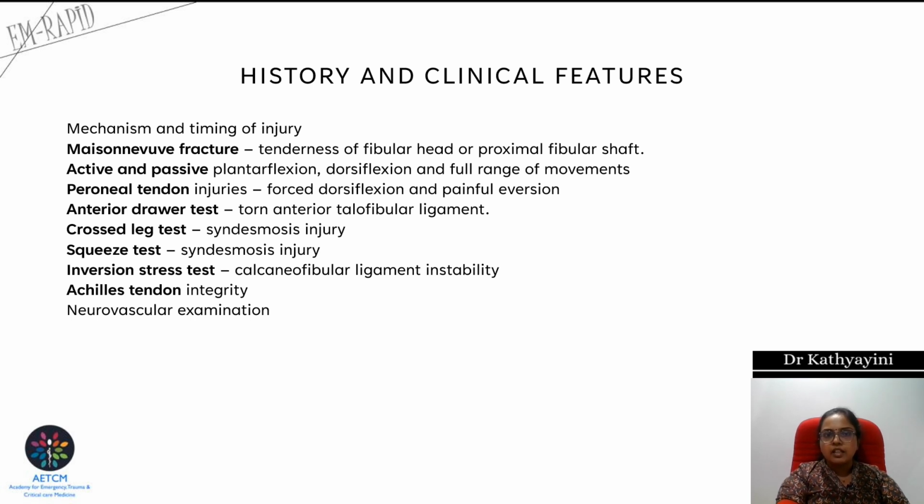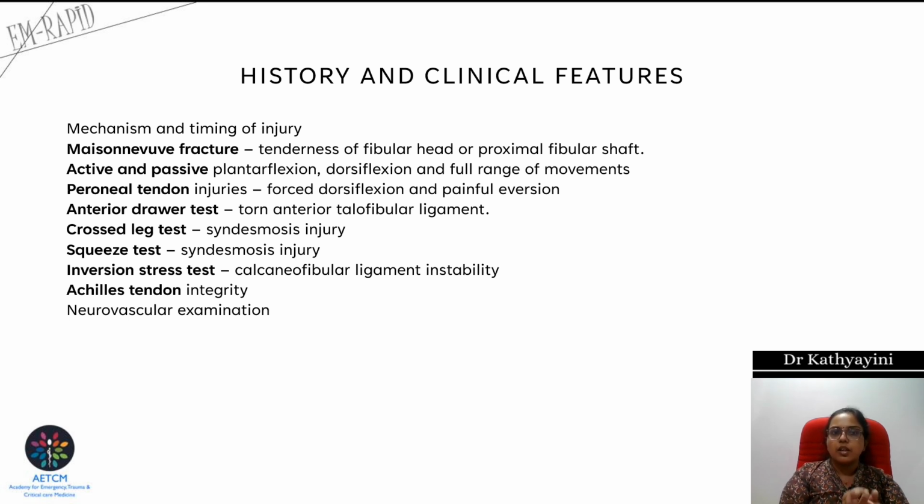And there is also an anterior drawer test for the ankle joint. It is used in assessing the anterior talofibular ligament. Basically, the heel is held by one hand, and the ankle joint is pushed anteriorly. If it is moving more than 10 to 15 degrees, then we have to suspect an anterior talofibular ligament injury. That is the anterior drawer test.